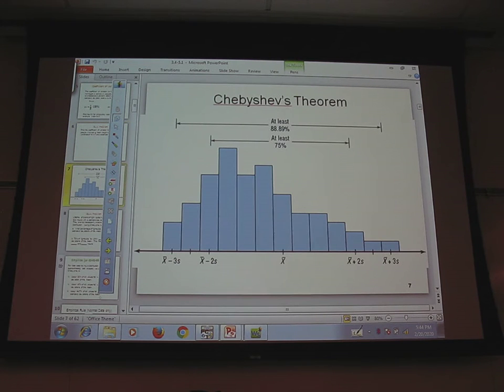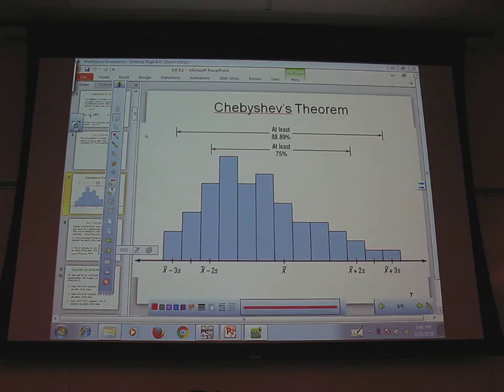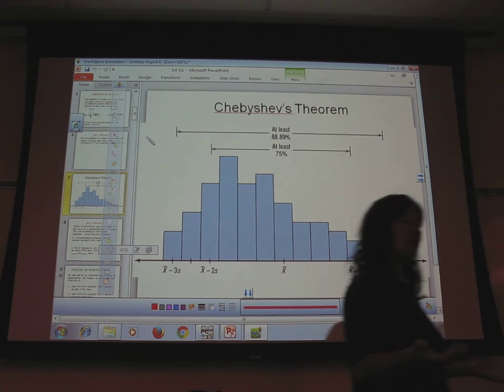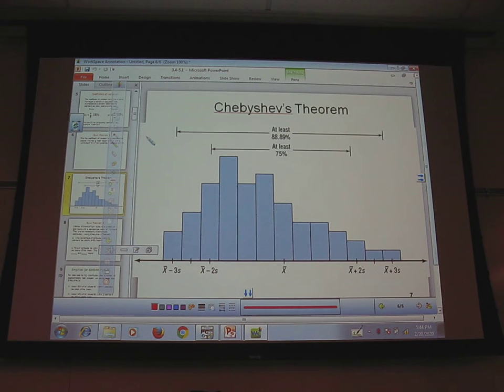Chebyshev. You guys remember Chebyshev? He was the one who said he gives the minimum amount that is within a certain number of standard deviations. The beauty of Chebyshev is it applies to all distributions. It does not have to be normal. Remember, it's a minimum. That's the bare minimum. Usually it's more.